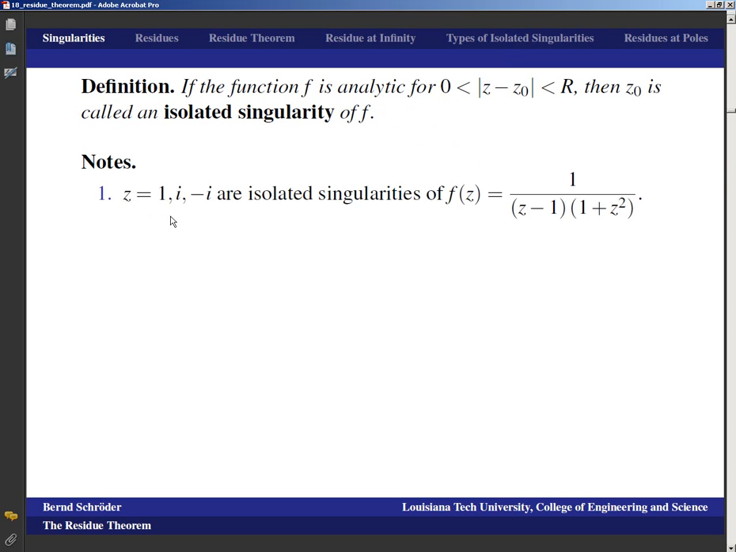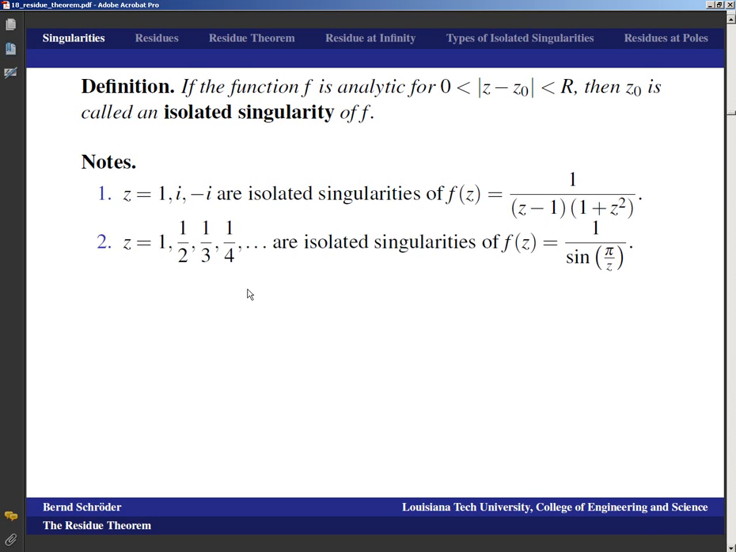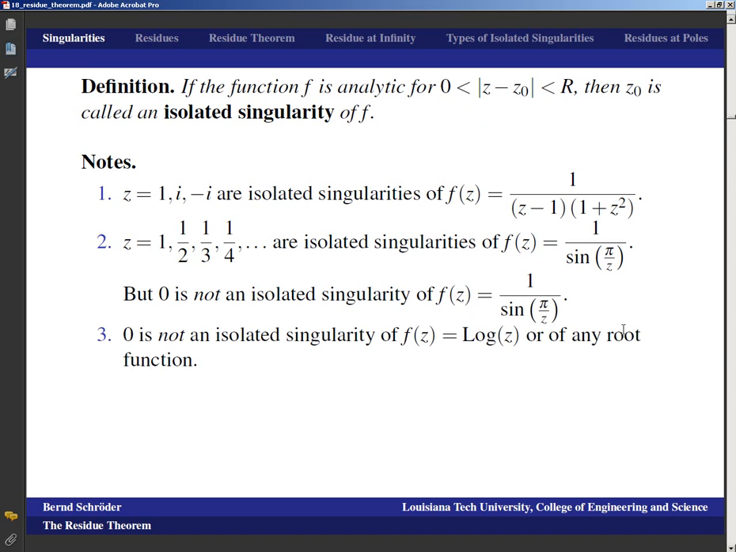So for example, z = 1, i, and -i are isolated singularities of the first function that we talked about, 1/((z-1)(1+z^2)), and z = 1, 1/2, 1/3, 1/4, those are isolated singularities of that second function, 1/sin(pi/z). So are the negative values, of course, but 0 is not an isolated singularity of 1/sin(pi/z), and that's because at 0 we've got a bunch of singularities piling up, which means that we will not be able to find the deleted neighborhood of 0 inside which 1/sin(pi/z) is analytic.